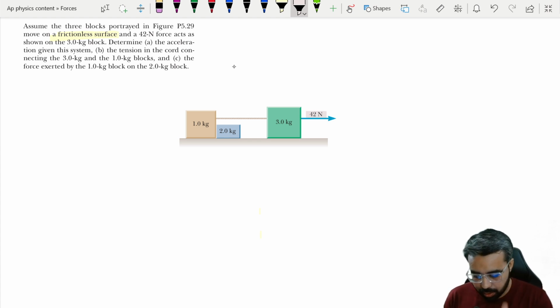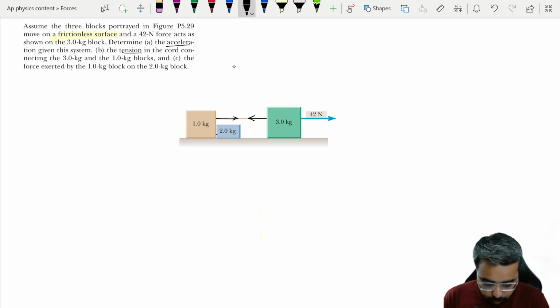In this question you have to solve the following things: the acceleration, the tension in the cord, and the magnitude of this force. And the third is the force exerted by the 1 kg block on the 2 kg block, meaning the contact force. This is the force that is applied by the 1 kg on the 2 kg. Okay, so let's start properly.